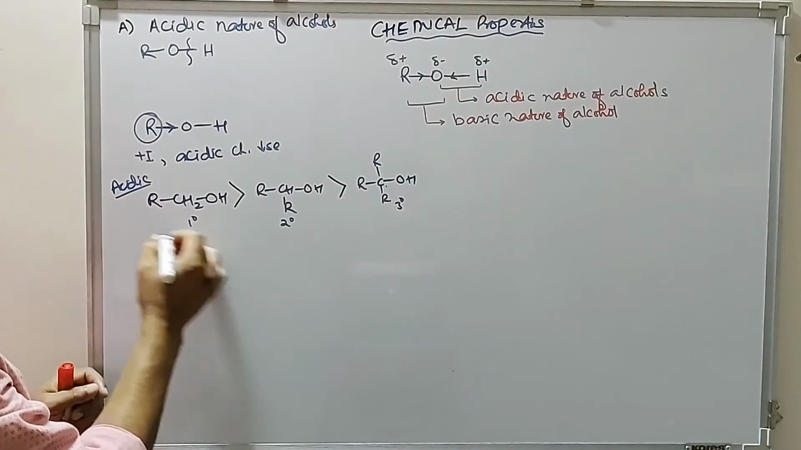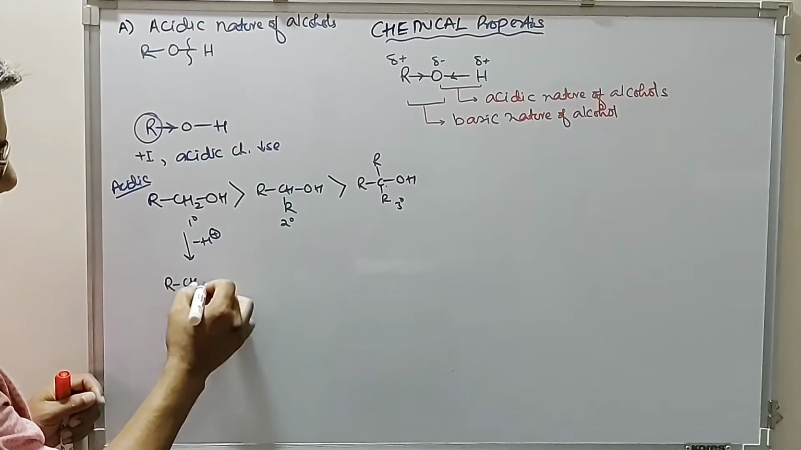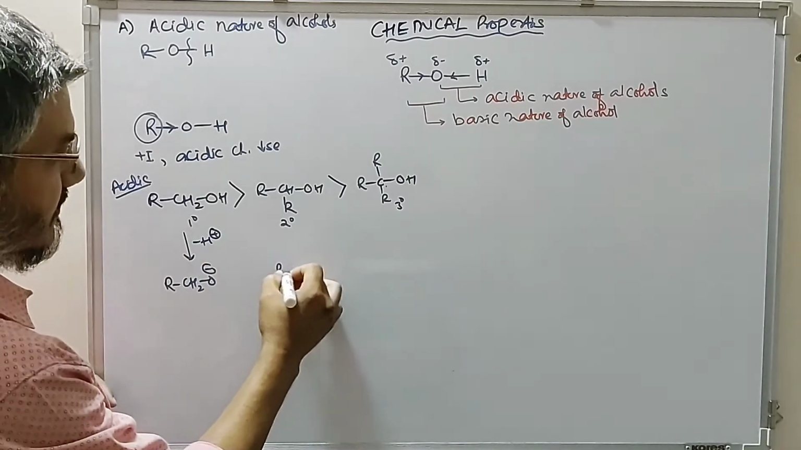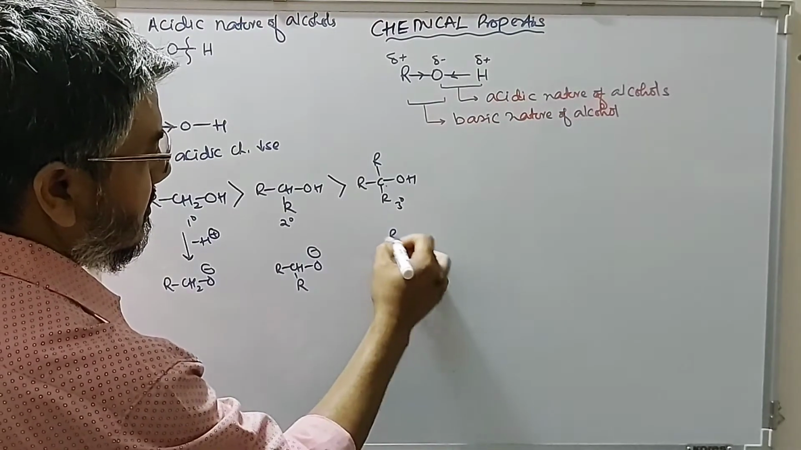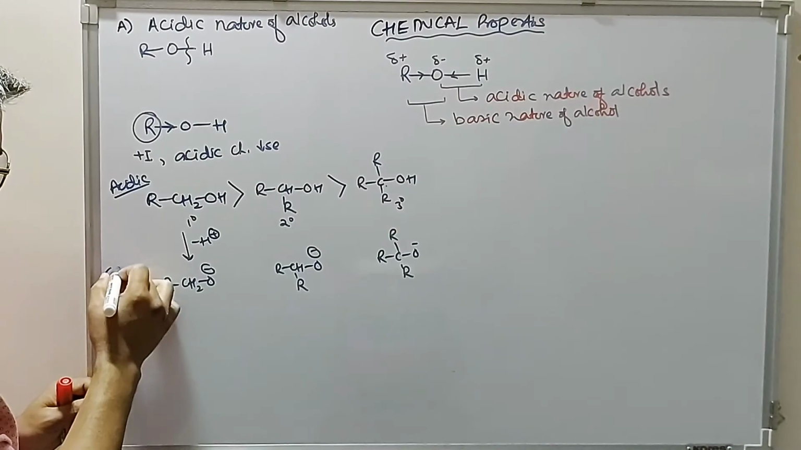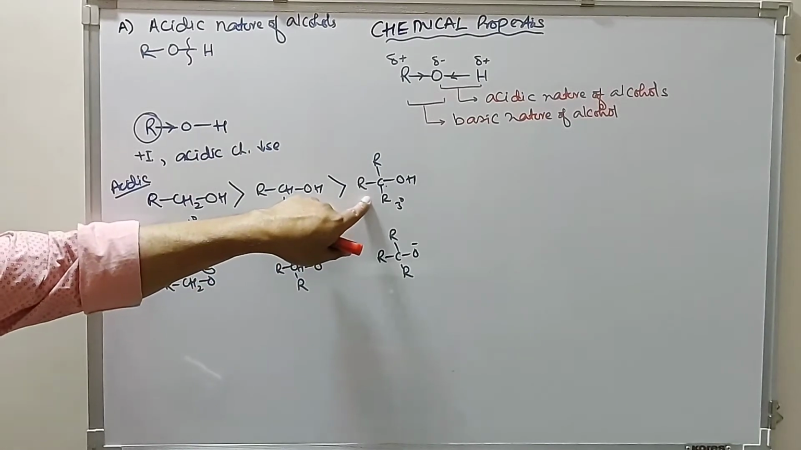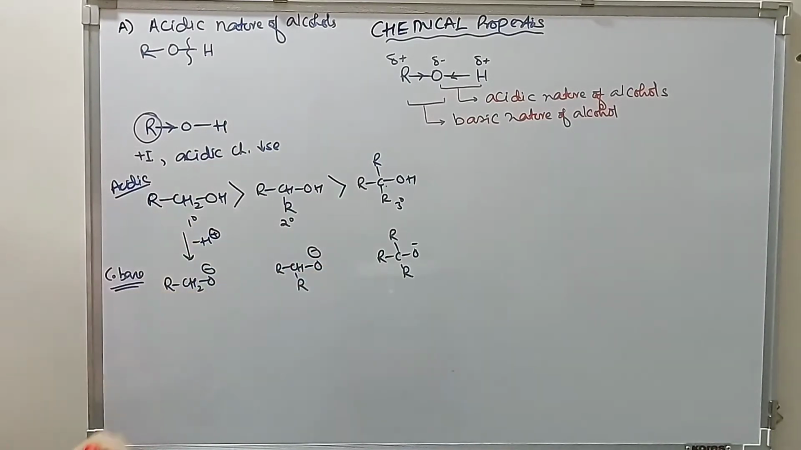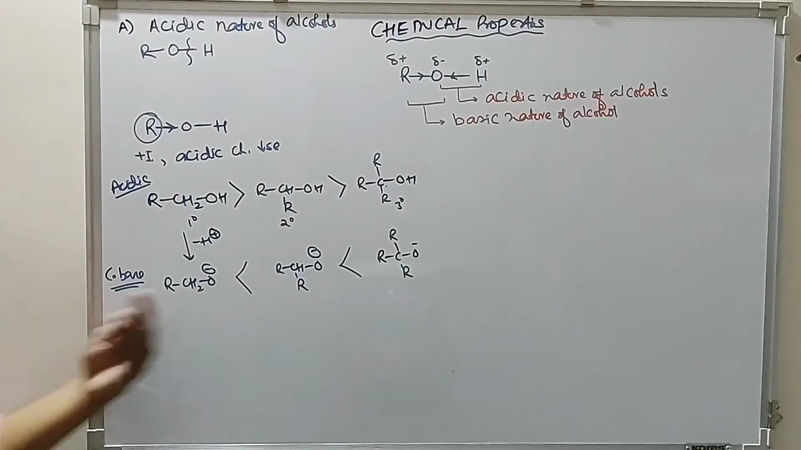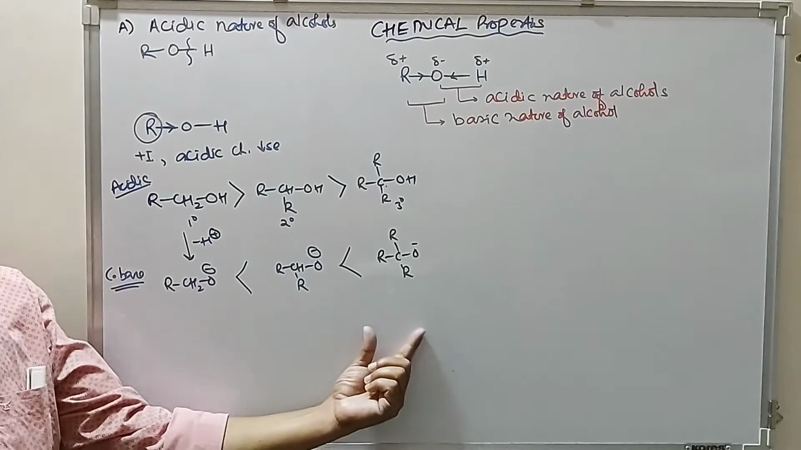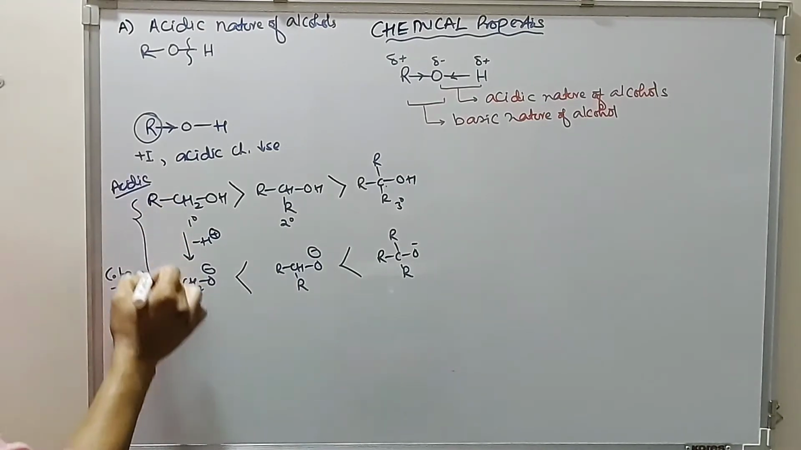When we say this is acidic, after removal of H+ ion, it is converted into its conjugate base. So we have the conjugate bases RCHRO-, R3CO-. When we compare the conjugate bases, tertiary alcohol being the weakest acid, its conjugate base is the strongest base. So as the number of alkyl groups increases, the basic character of the conjugate base also increases. So this is the acidic character.